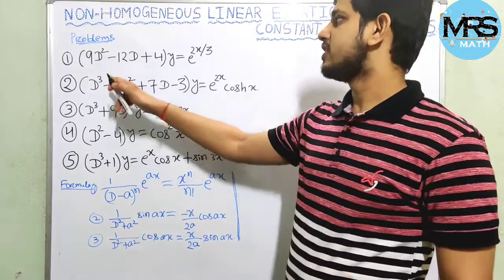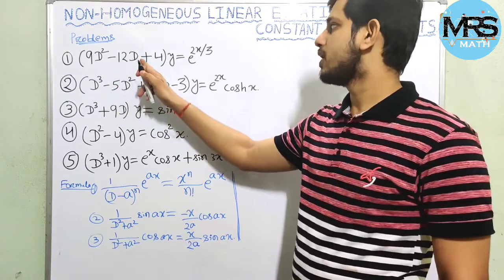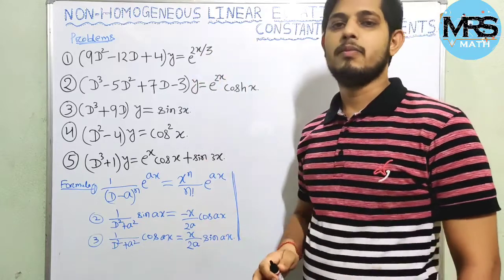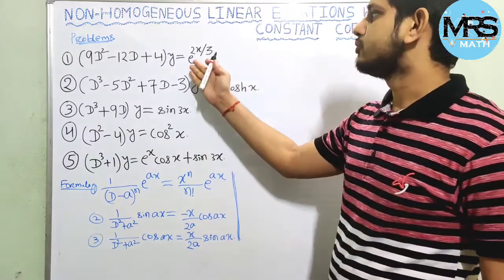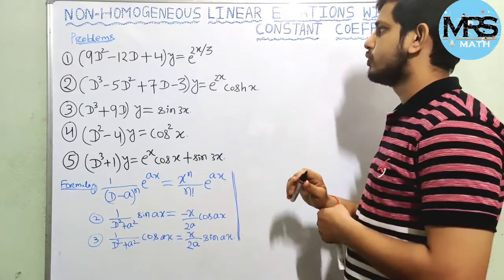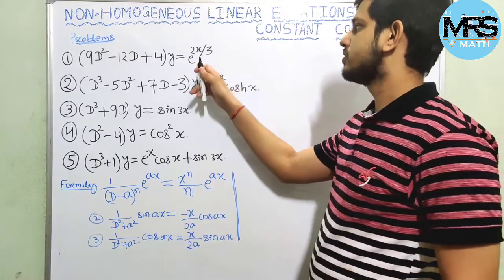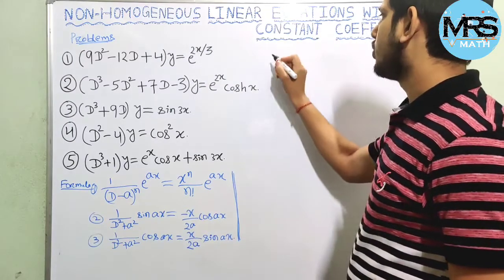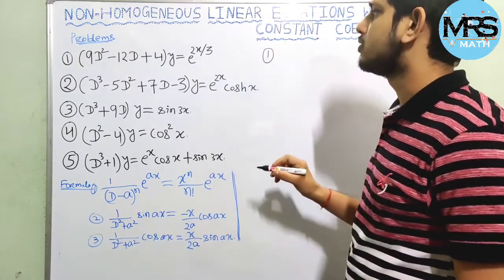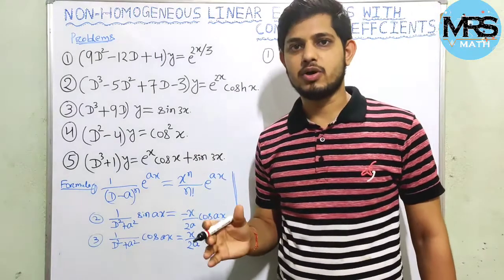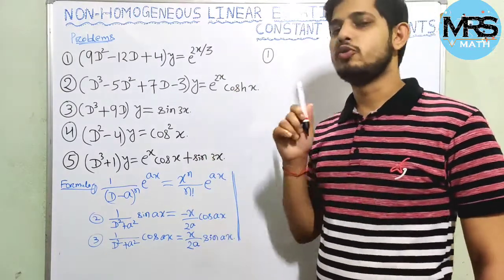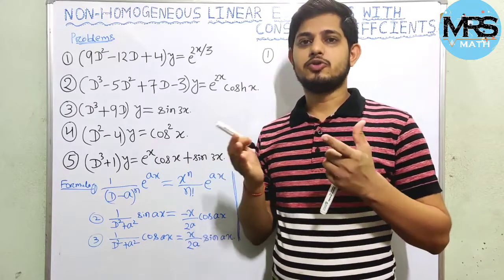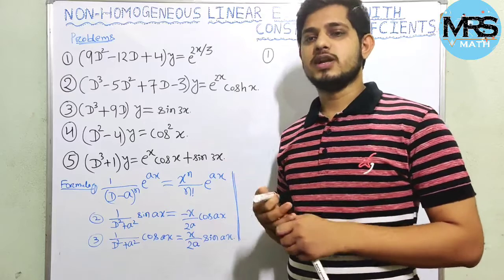So the first one is (9D² − 12D + 4)y = e^(2x/3). This is obviously a non-homogeneous equation because on the right hand side there is a function, that is e^(2x/3). We have already discussed the complementary function. Here we have to find both the complementary function and the particular integral, and after that we take the sum to get the general solution.